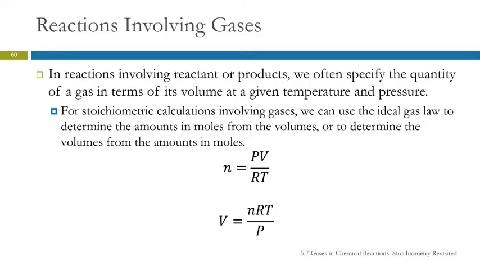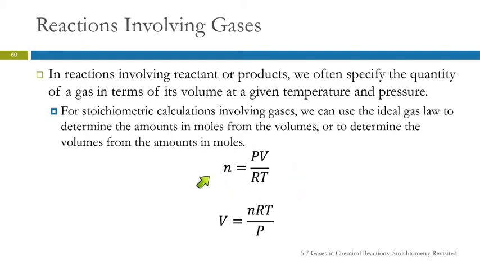Some reactions involve gases as reactants or products. And so if we're doing stoichiometry, how do we measure the quantities of the gases? Well, we'll often measure them in terms of volume at a specific temperature and pressure. So we can use the ideal gas law to calculate moles from the volume, the temperature, and the pressure.